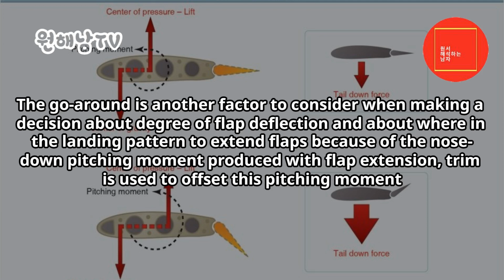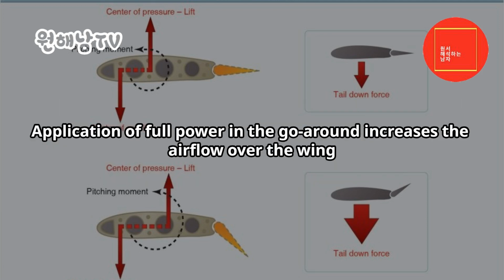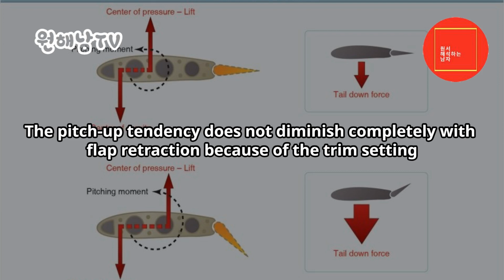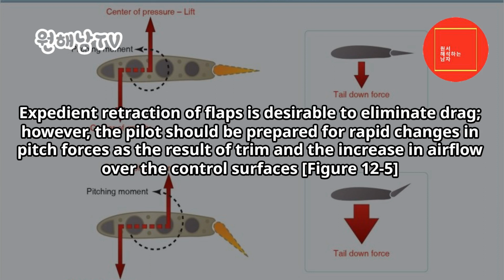Because of the nose-down pitching moment produced with flap extension, trim is used to offset this pitching moment. Application of full power in the go-around increases the airflow over the wing. This produces additional lift, causing significant changes in pitch. The pitch-up tendency does not diminish completely with flap retraction because of the trim setting. Expedient retraction of flaps is desirable to eliminate drag, however.